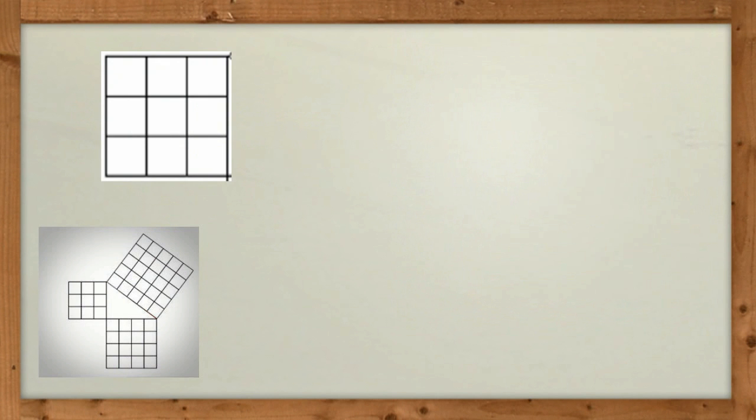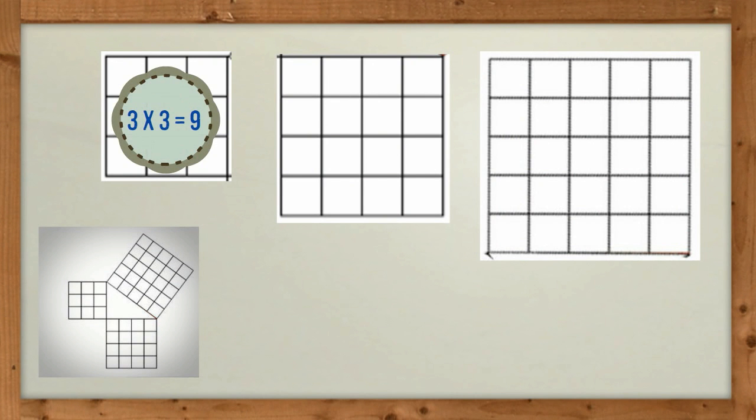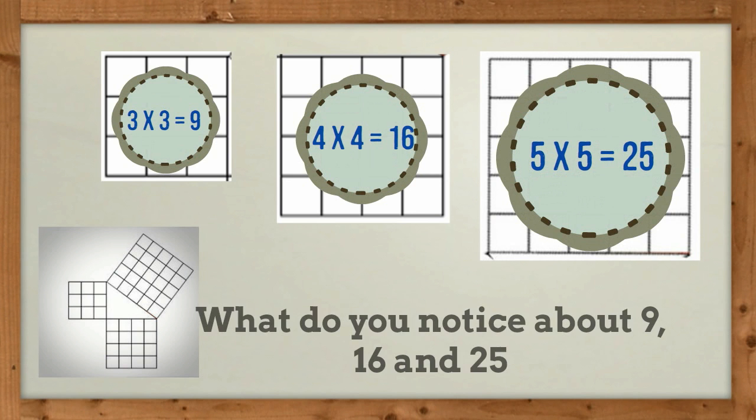The mosaic squares look like this. 3 by 3 is 9, 4 by 4 is 16, 5 by 5 is 25. What do we notice about these numbers?